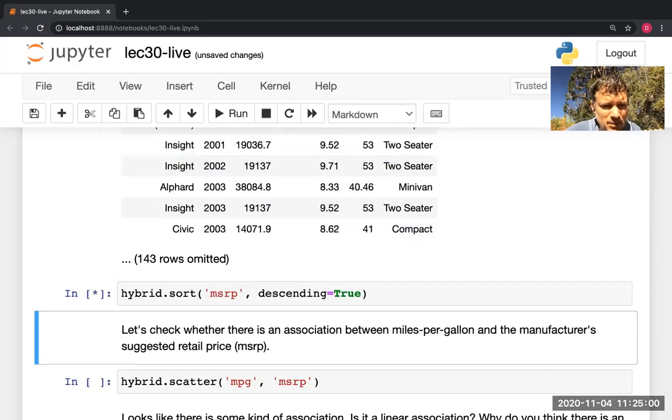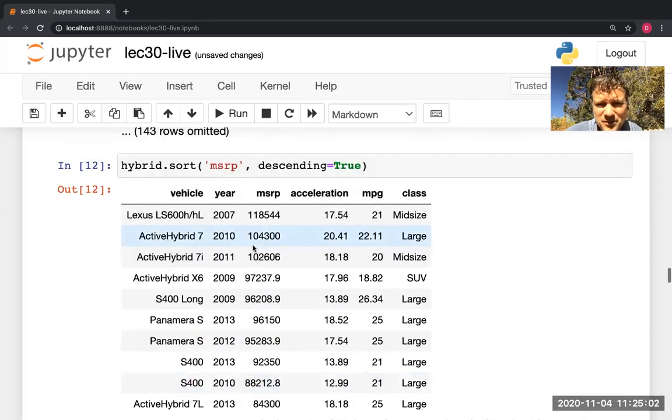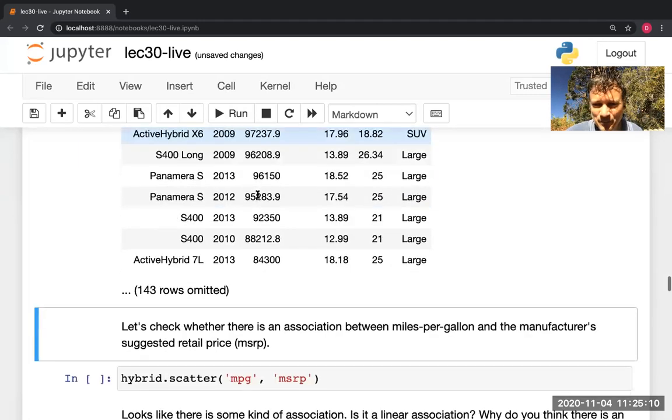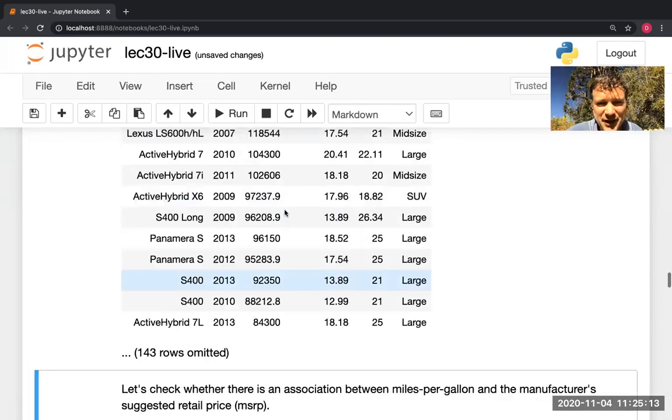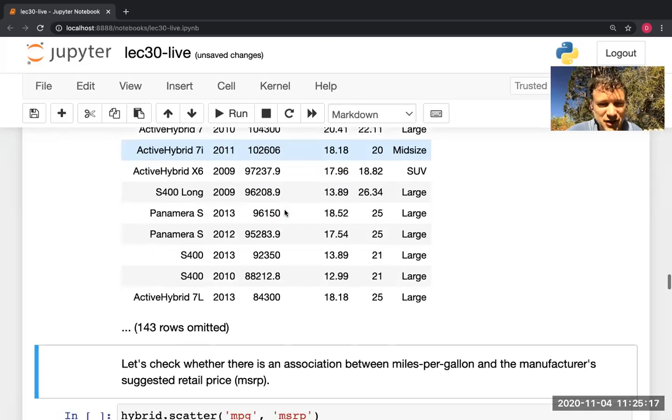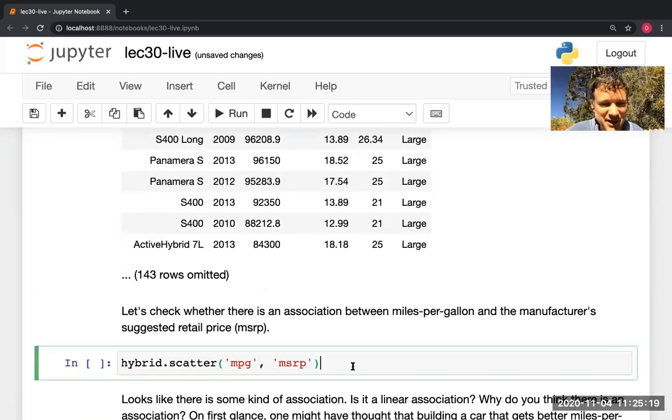And you can see that there are some very expensive cars in there, up to over $100,000. I would never pay that much for a car. This is not adjusted for inflation. This is an old data set from more than 5 years ago. This is just some example data set. Don't take it too seriously.